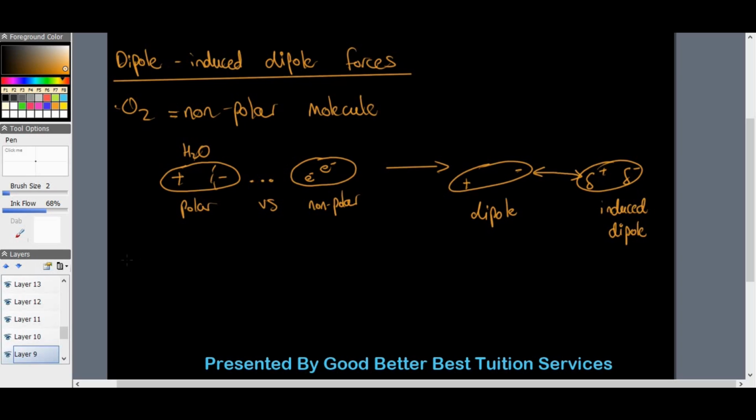This entire process is called polarization. This entire process of inducing a dipole is called polarization. Okay, that's what it's called. So in general, the more electrons in a molecule, the more easily the electrons can be polarized because they are far from the positive atomic nucleus.